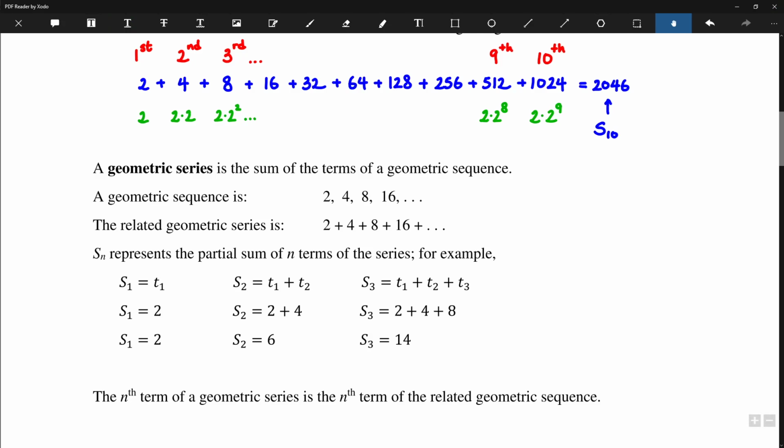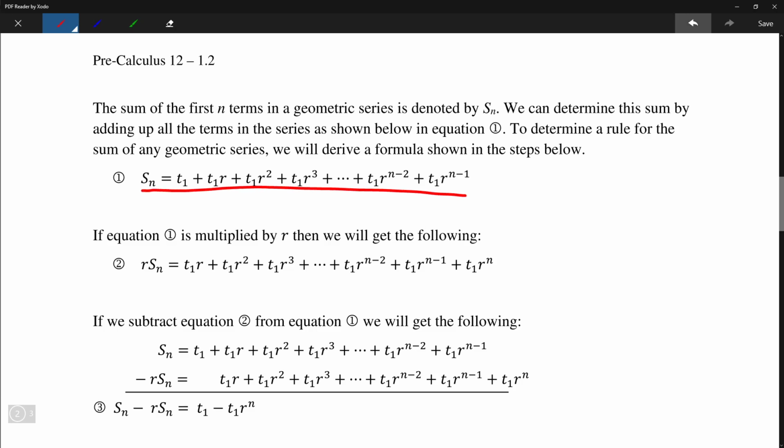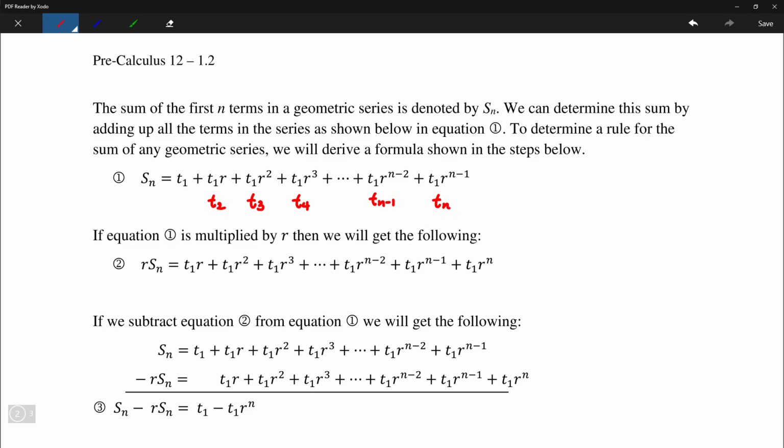So if we continue, we're looking for a formula to find the sum of the first n terms. As you can see here, the sum of the first n terms will be the first term, second term, and third term added together. And instead of writing them as T1, T2, T3, we can write them as t1, t1 times r, and then the third term will be t1 times r squared, and so forth. This was term 4, t1 times r cubed, and so forth. So this would be the nth term, and this here will be the n minus 1th term. Okay, so we call this equation 1.